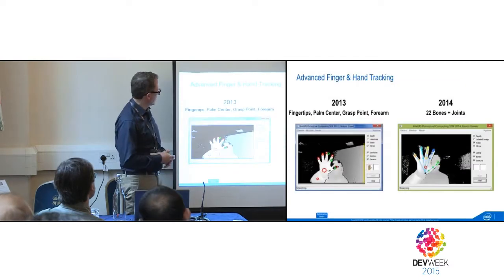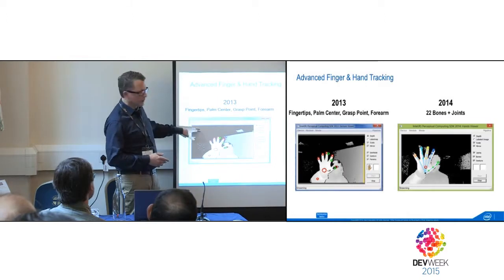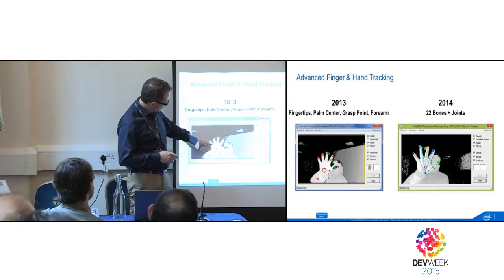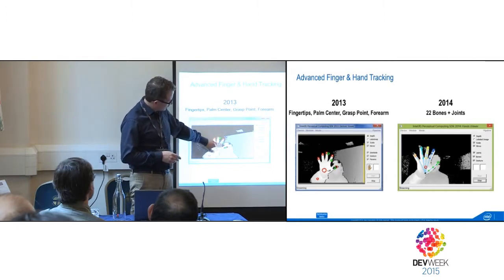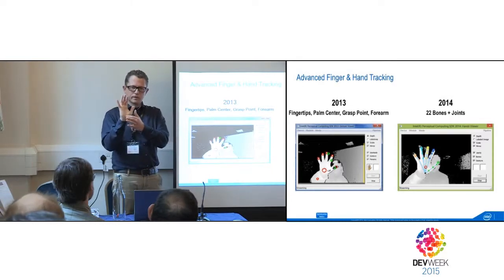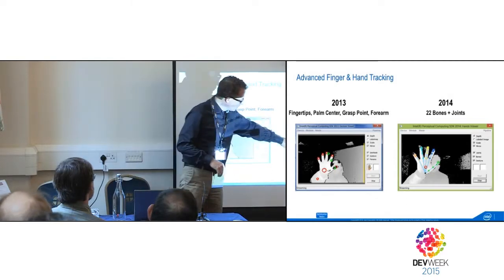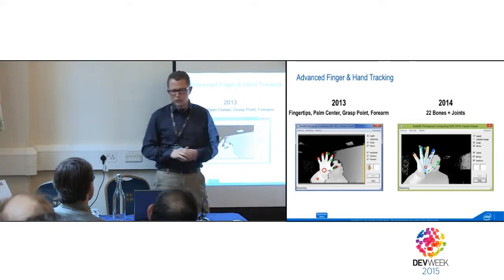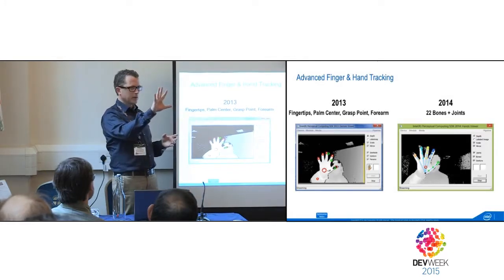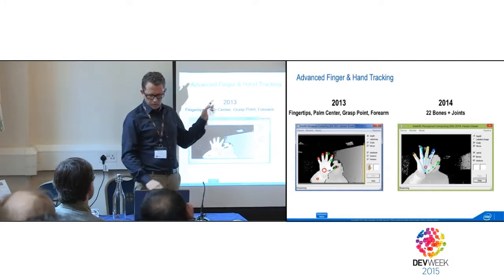And if you look at the difference, if you look at advanced finger tracking and hand tracking with the external camera, with the first RealSense SDK, you could detect and track the fingertips, right? The palm, and the forearm. But now you can really track all the bones. So there are bone tracking capabilities and the joints. So you can really see if the fingers are moving. And this is something you can touch with the RealSense SDK.